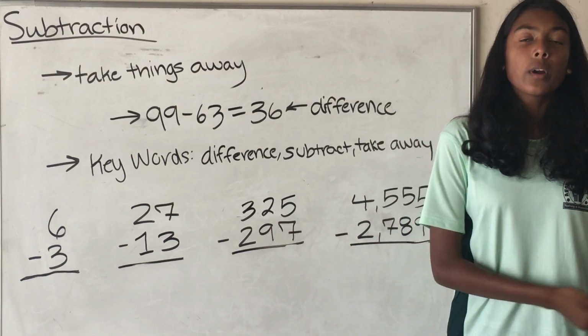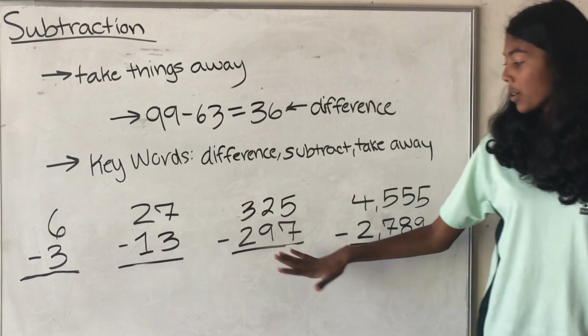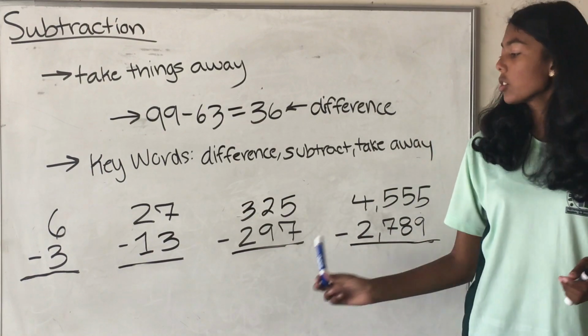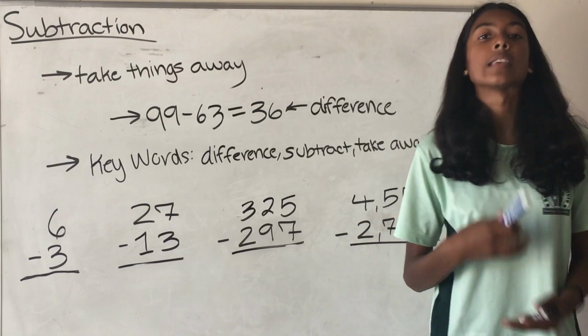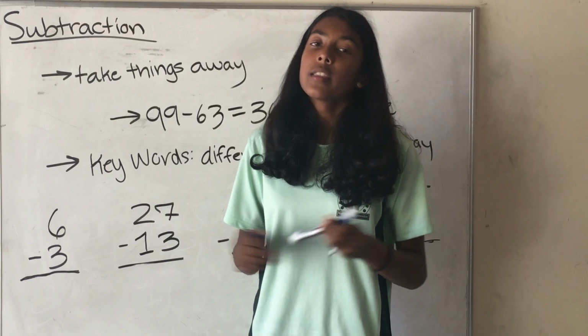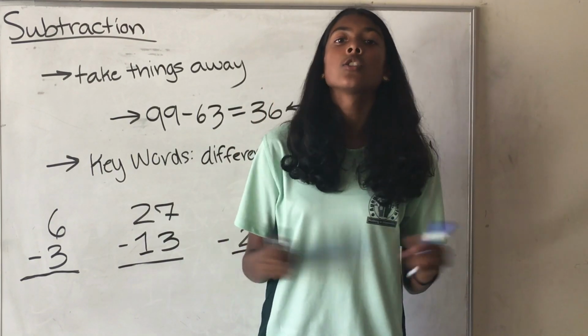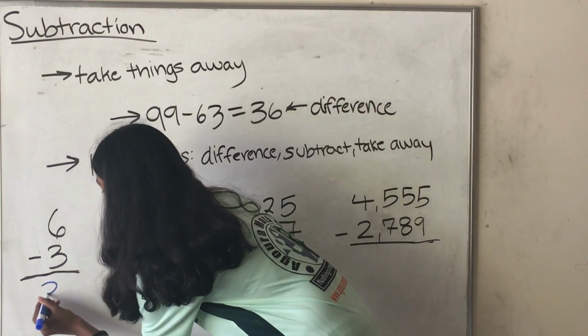So as a review, we're going to do some subtraction problems. We're going to do 1 digit, 2 digit, 3 digit, and 4 digit. The 3 and 4 digit are going to be a bit tricky because they involve carrying the 1. But let's do it. So 6 minus 3. That's pretty easy. We go 4, 5, 6. So our answer is going to be 3.